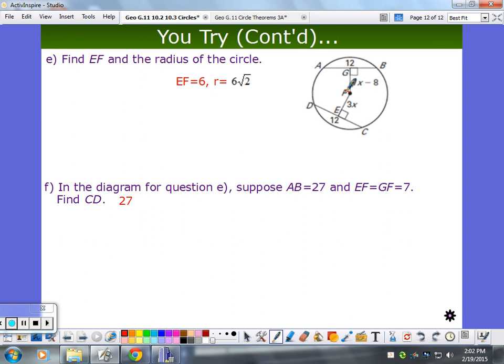Don't forget your special triangles. So you set these equal, right? 7x minus 8. x equals 2. So 14 minus 8, that's 6. That's 6. This bisects it. 6, 6, 6, right? So don't forget your special triangle.